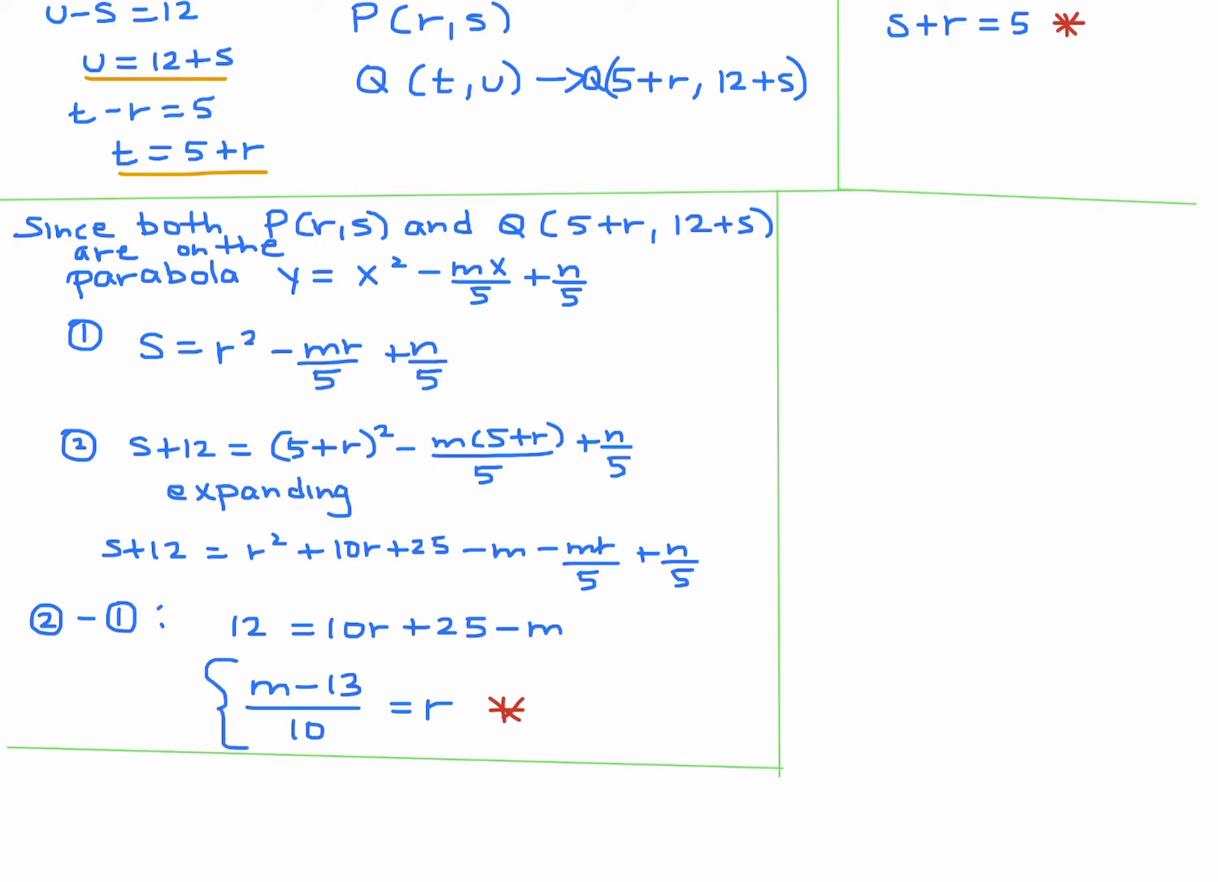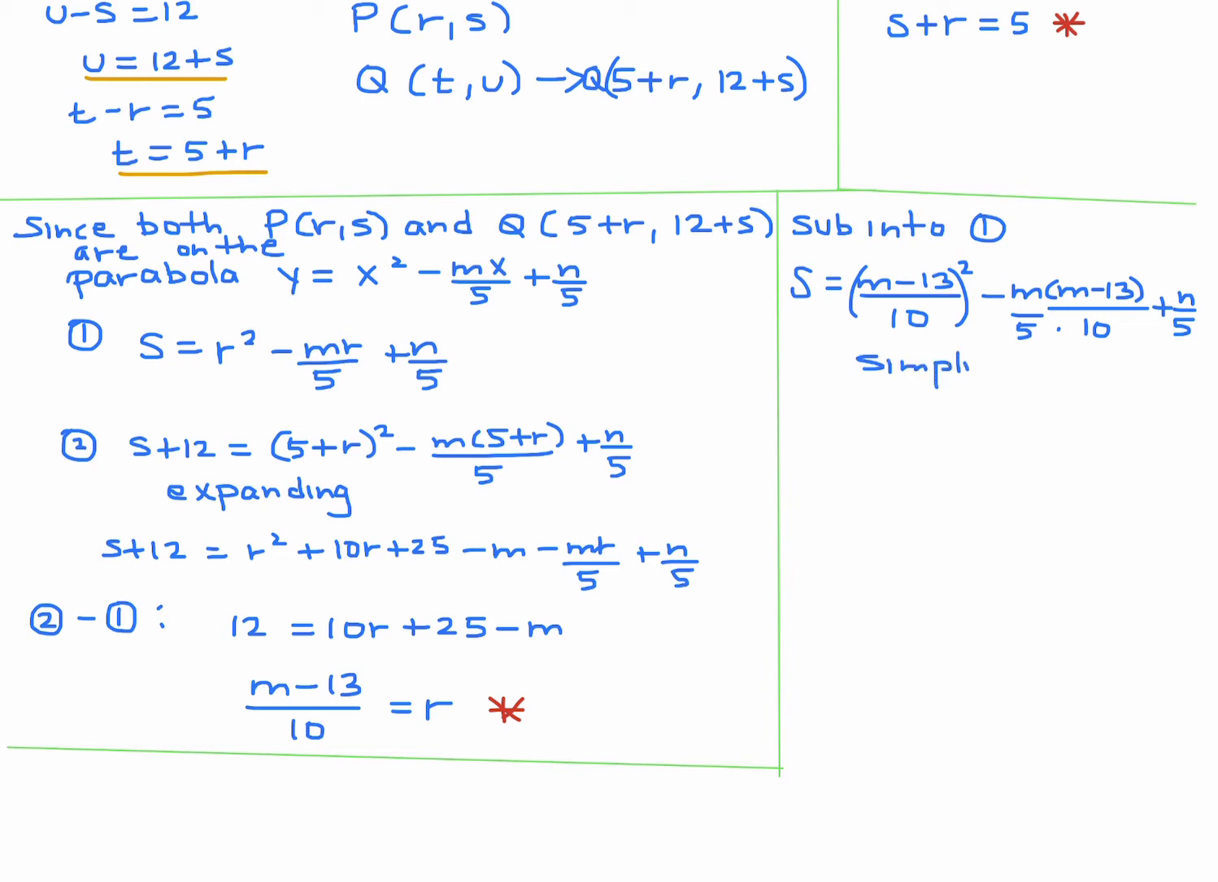Now I will take this very helpful piece of information and I will substitute it back into equation 1, that is, right here. And when I do and I put that in, I get ((m minus 13) over 10) all squared, minus m times r, which is (m minus 13) over 10. And then, of course, don't forget the 5 there. And then plus n over 5.